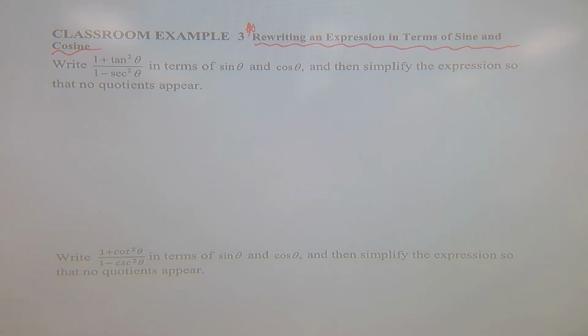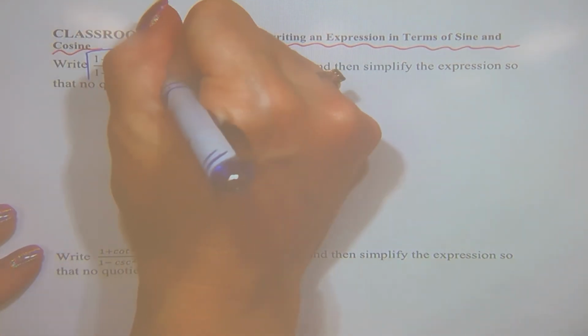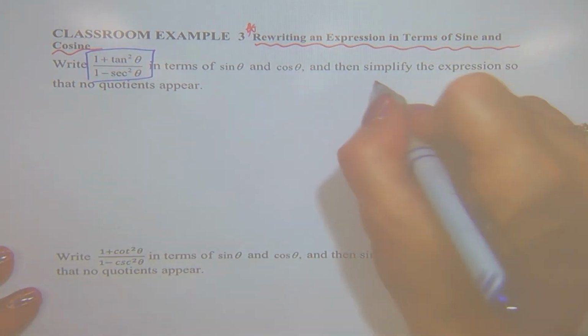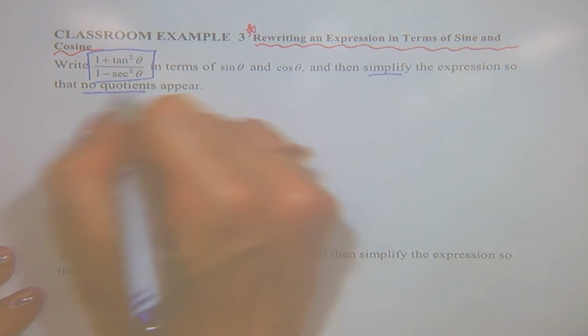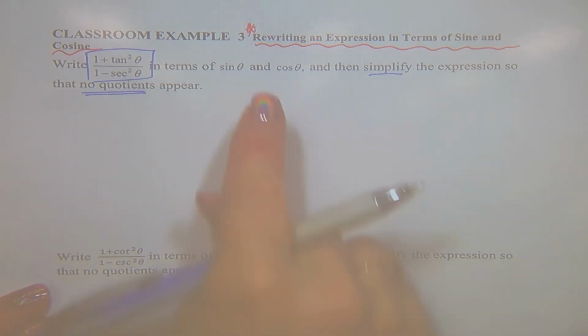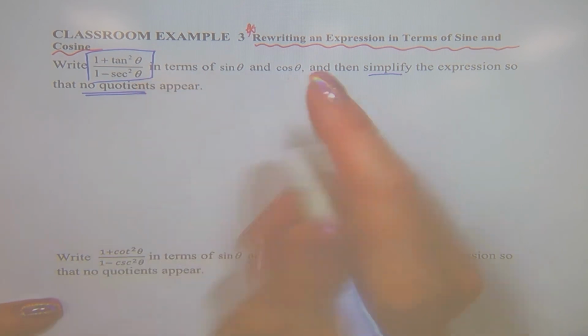Okay, here's our goal. We're going to use this tool. We're going to take our expression and write it in terms of sine and cosine. But our goal is to simplify so there are no quotients. So we're not going to have a fraction bar when we're done. We know we're done when we have no fraction bar. But our starting place is to use this tool of rewriting things in terms of sine and cosine.